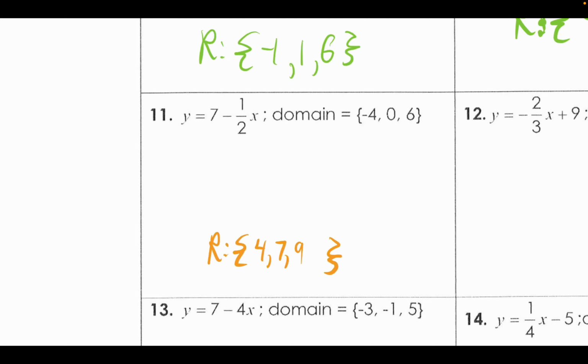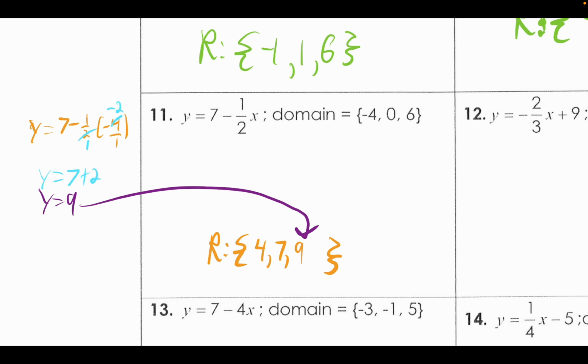So I'm going to practice plugging in -4 so we can see this. And I get y equals 7 minus 1/2 times -4, or -4 over 1. The 2 and -4 reduce to become 1 and -2, and a -1 times a -2 create a +2, so I get y equals 7 plus 2, which results in y equaling 9, which once again was our biggest y value here on this problem.